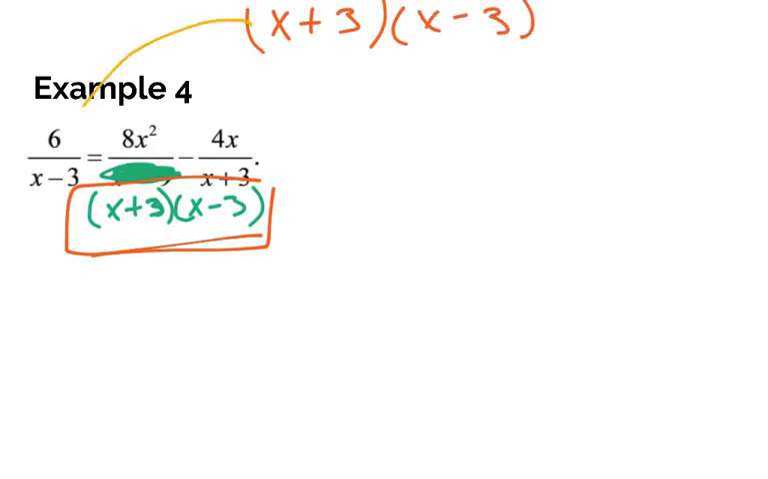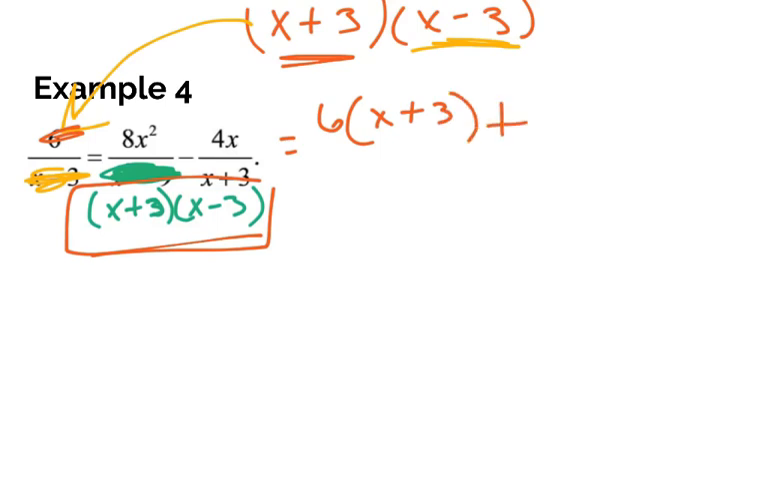So let's do it to this first one. What's going to cancel is the x minus 3. This will be gone. I'm not going to cross it out just because I need to use this 3 times, but that'll cancel with this one. So all I have to multiply is x plus 3 times 6. So 6 times x plus 3.